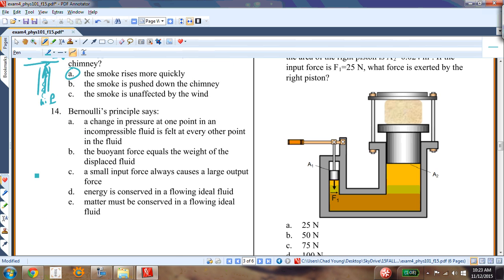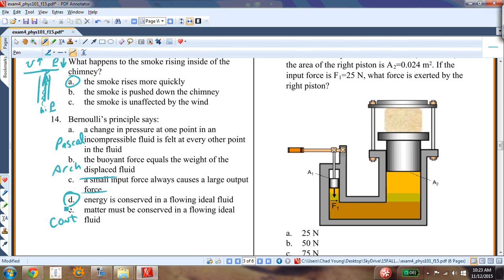Bernoulli's principle is based on energy. Energy is conserved in a flowing ideal fluid. These other things are true, but they're for other things. So this is Pascal's, for example. This is Archimedes. This is just not true because we know Pascal's principle doesn't predict that. And then this is the continuity equation. So number 14 is D.